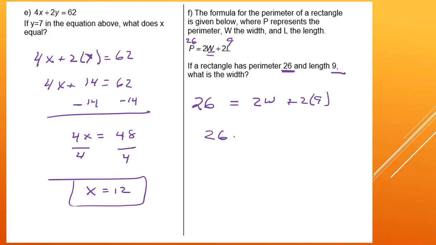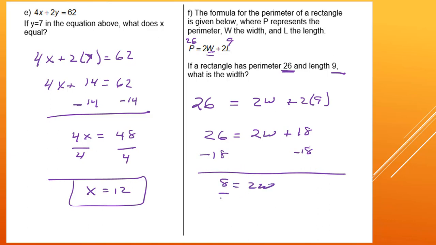Okay, let's simplify it a little bit. 26 equals 2w plus 18. We're going to subtract 18 from both, and we get 8 equals 2w. And if we divide by 2, we get w equals 4. So this one was the answer 4.